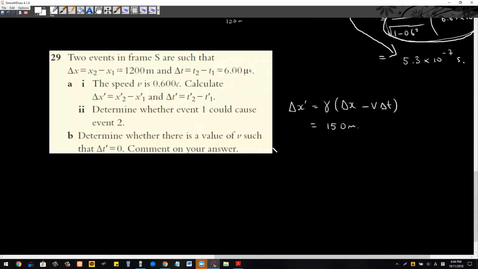And if you plug into the delta t', then you find that this is 4.5 times 10 to the power of negative 6 seconds. So that's less time than this one. So what does it all mean here?